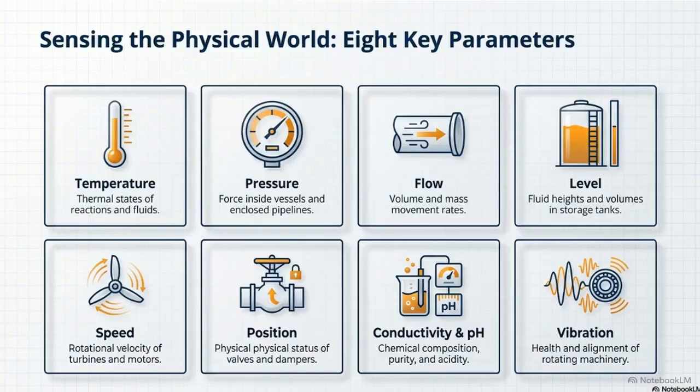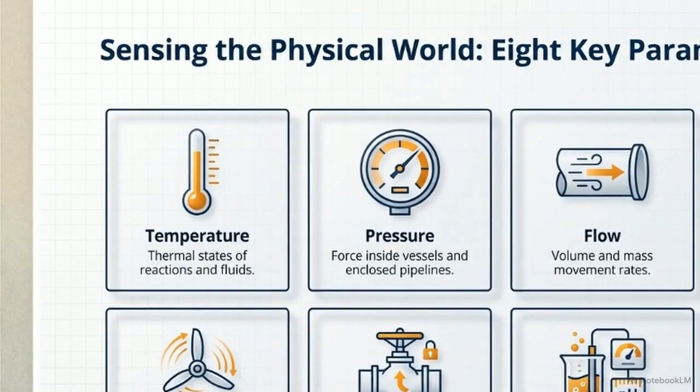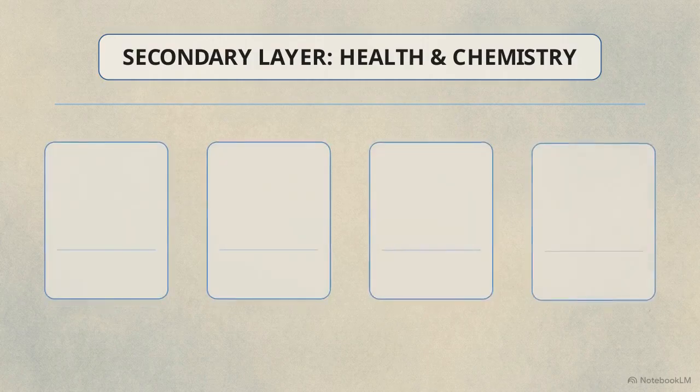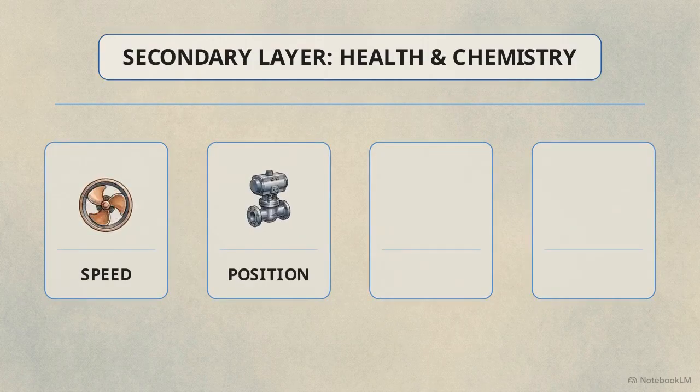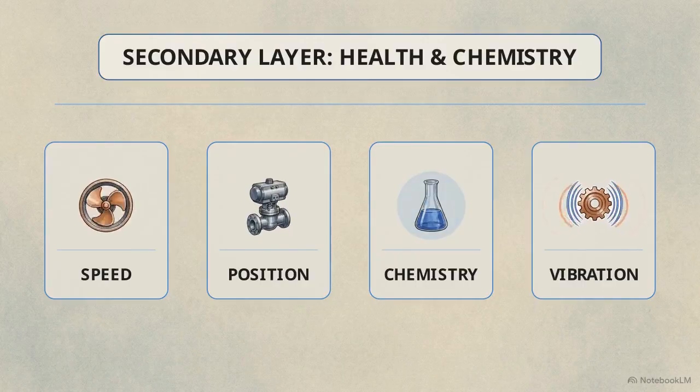To be intelligent, that brain has to feel what is happening. The top row here shows the core physical states: the temperature, the pressure inside pipelines, the rate of fluid flow, and the level of material inside the storage tanks. The bottom row tracks health and chemistry. Sensors monitor motor speed, whether a valve is open or closed, the chemical purity of the product, and even the tiny vibrations that tell us if a machine is starting to wear out.